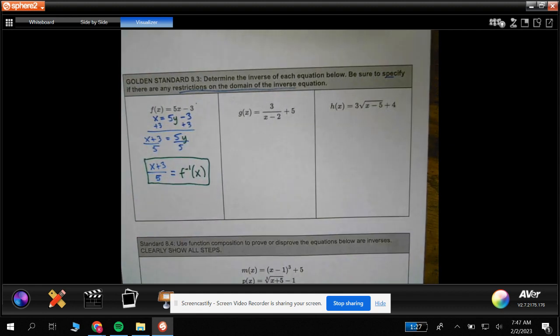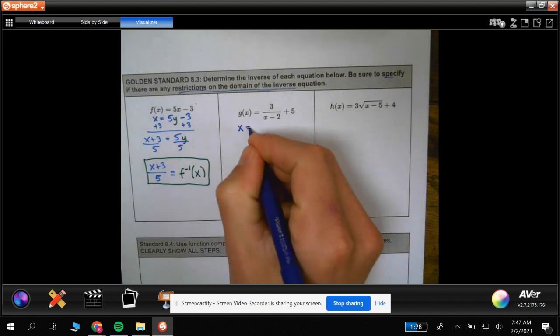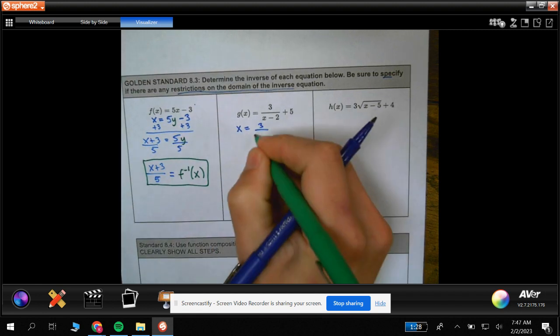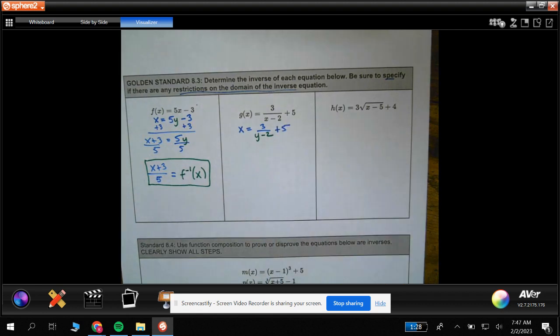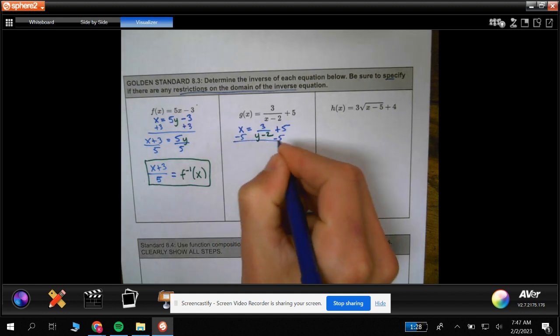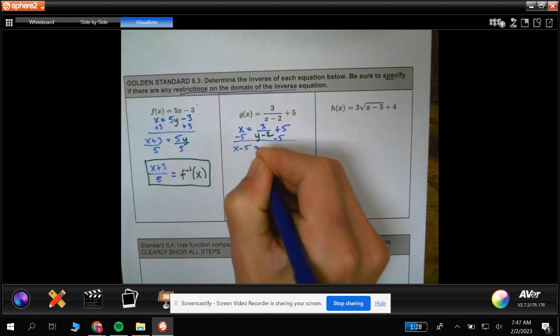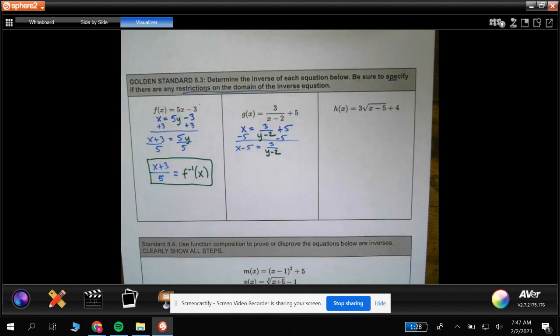All right, let's do the next one. So now we've got g of x equals 3 over x minus 2 plus 5. So let's flip the x and the y. So x equals 3 over y minus 2 plus 5. First step, let's subtract 5 from both sides. So I'm going to get x minus 5 equals 3 over y minus 2. Now, it's tough when there's a fraction there. Fractions definitely make it hard.